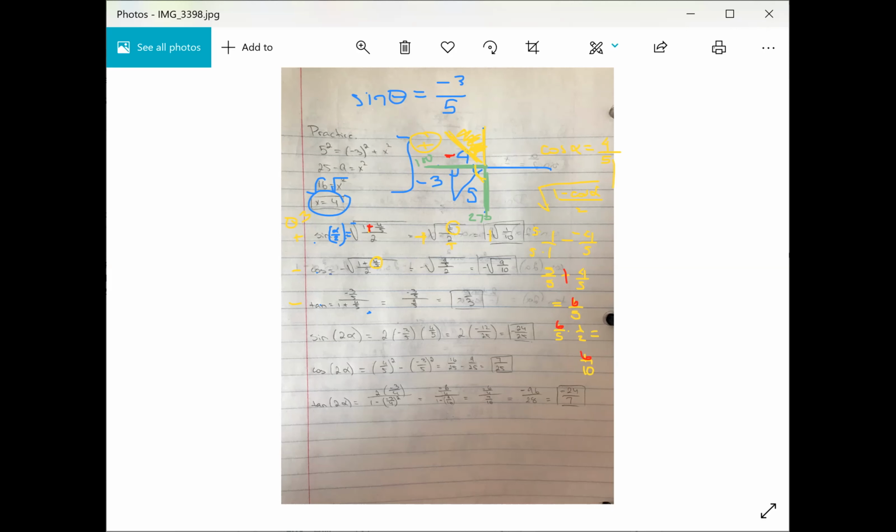I'm confused, Professor. Okay, what are you confused about? Hello, Professor, can you hear me? Yeah, I'm confused. Now that we know you said the angle is in the third quadrant, and in the third quadrant the sign is negative.